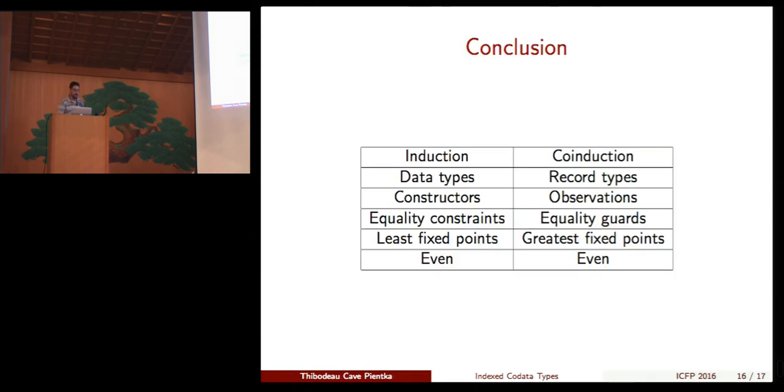And so as a conclusion, our work builds upon a duality between the inductive and the co-inductive data types, recursive types. We have least fixed point and greatest fixed point, and even is the dual of co-even. And we exploit this duality through the idea of copattern matching, which gives a foundation for that.